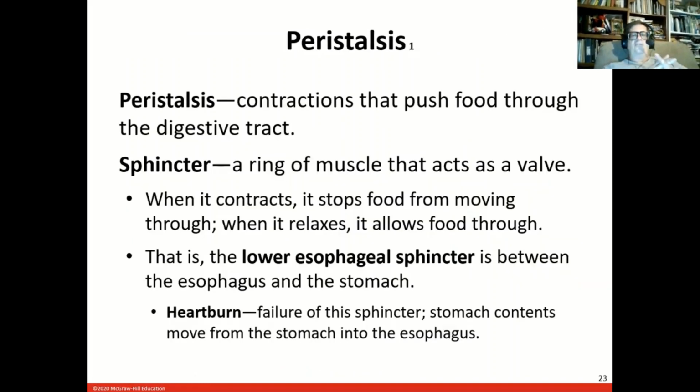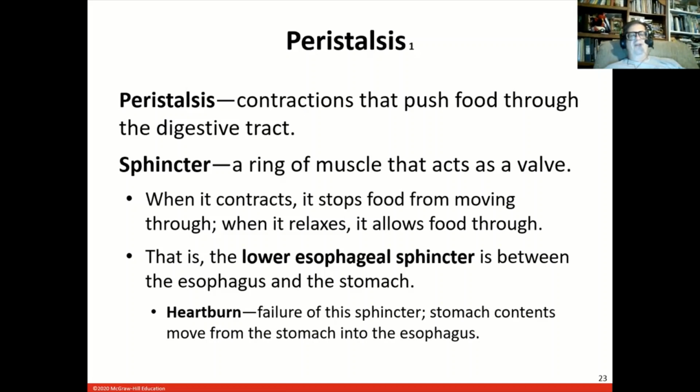So peristalsis are contractions that push food through the GI tract. Each one of these is like a sphincter, a ring of muscle. Acts kind of like a valve. When it contracts, it stops the food from moving through it. Where it relaxes, food can go by. At the bottom of the esophagus, we have the lower esophageal sphincter. That's between the esophagus and the stomach.